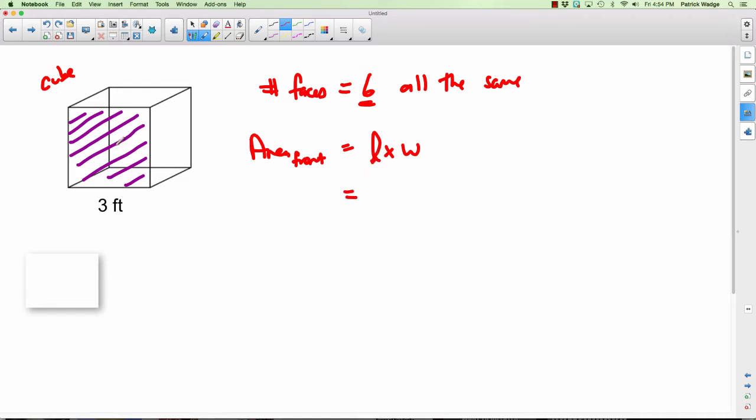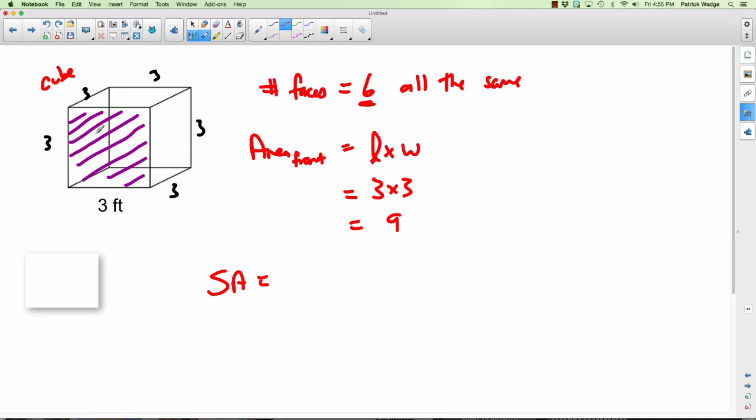Alright, so we needed 2 dimensions. We got the length here, which is 3, and we need this amount here. We don't know it, do we? Of course we do. It's a cube. What do you know about all of these? They're all 3 feet. Everything is 3 feet here. So if we want to get the area of this purple face here, it's 3 times 3. Oh, not bad at all. 3 times 3. The area of the front is 9.